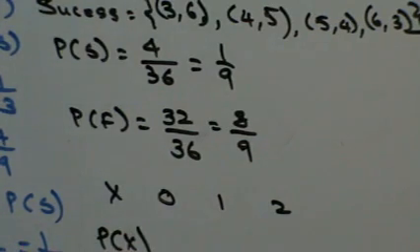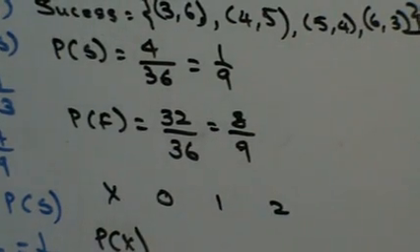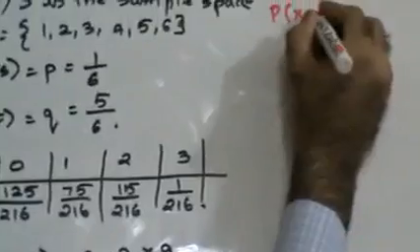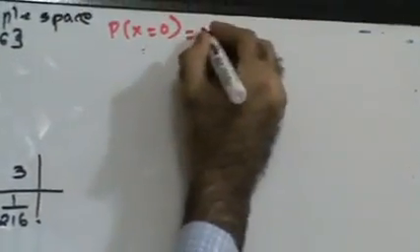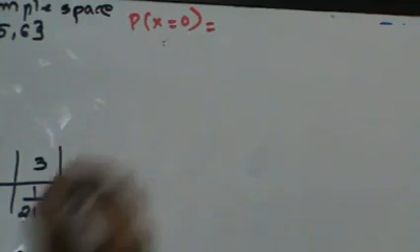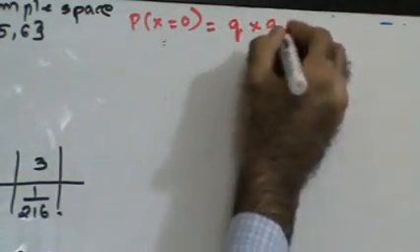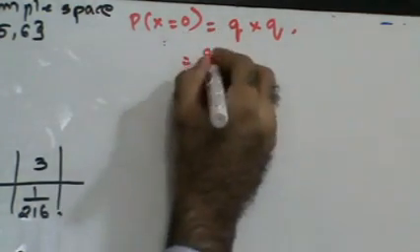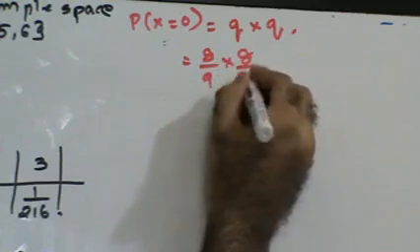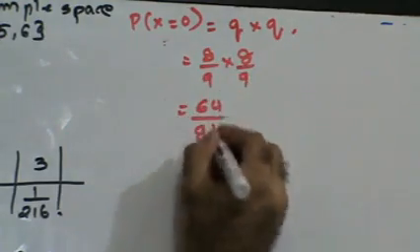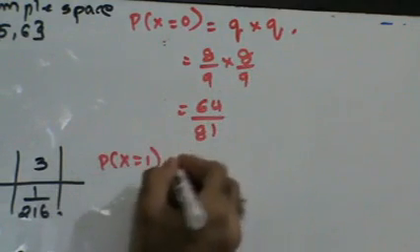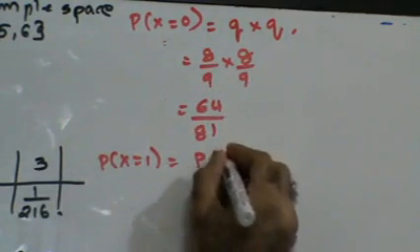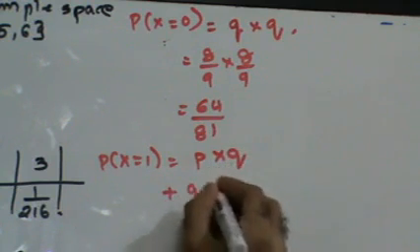Probability of x. Let's see this. Probability of 0 successes. Probability of 0 successes means when I throw the dice twice, I get a failure and a failure. First time I get a failure and second time also I get a failure. That's 8 by 9 into 8 by 9, 64 by 81. Probability of one success: first time I get success and failure, or failure and success.